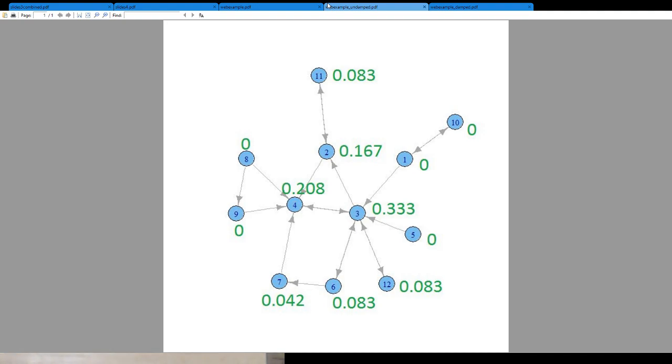So here are the values of PageRank from 12 pages. You'll notice something I mentioned before, that some of those have 0 value. That's because they're not part of a closed class. If I'm at 10, I can exit to 3 and then never come back. If I'm at 5, I exit to 3 and never come back as well. So these pages get 0. Meanwhile, the other ones get positive values.